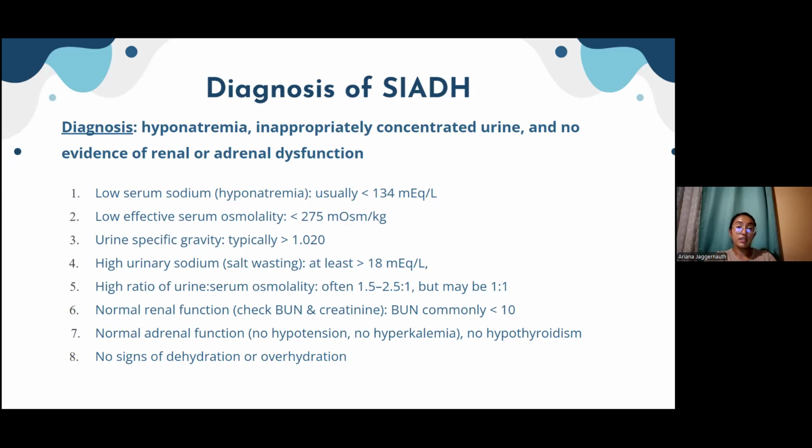Urine-specific gravity that is concentrated, so typically greater than 1.020. High urinary sodium, at least greater than 18 milliequivalents per liter. A high ratio of urine to serum osmolality, often 1.5 to 2.5 to 1, but it can sometimes be a 1-to-1 ratio as well. Normal renal and adrenal function, as well as the absence of any signs of dehydration or overhydration.